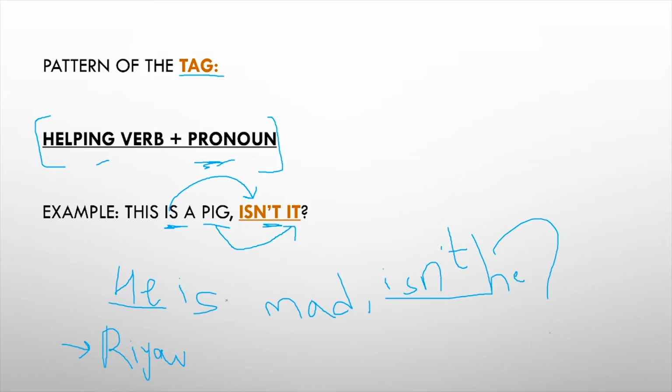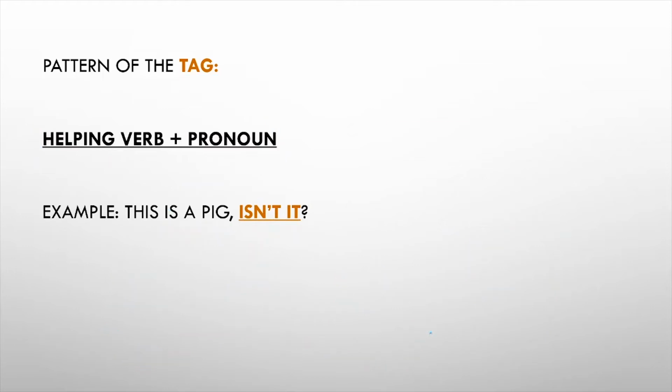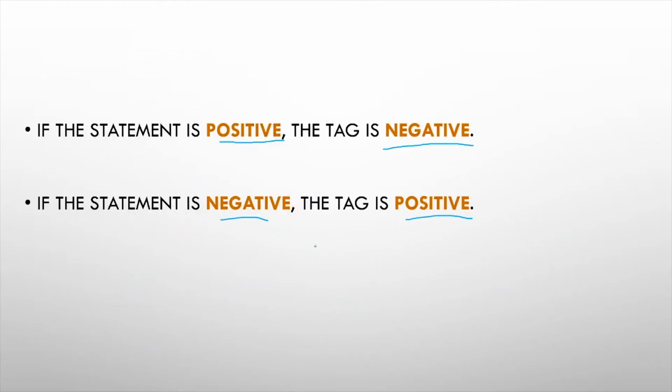But if I say he is not mad, if I say he's not mad, I will have to remove this not from here, and I will just say, is he? He is not mad. Is he? That's it. So if the sentence is positive, the tag will be negative, just the opposite. And if the sentence is negative, the tag will be positive. This is what I am telling you here. Okay, so it is just the opposite.